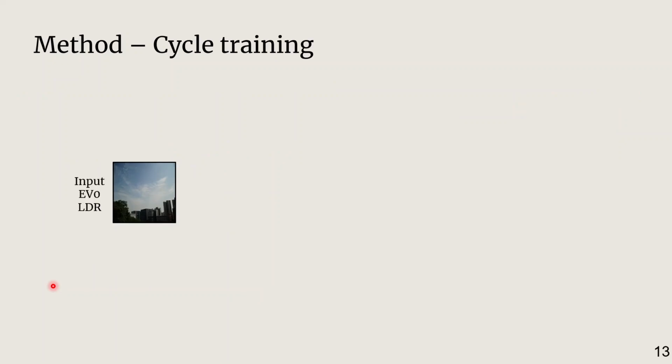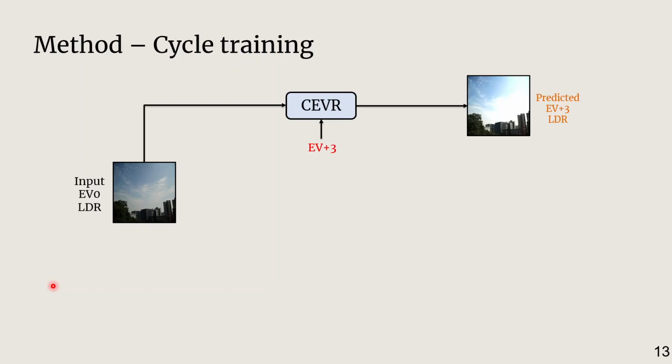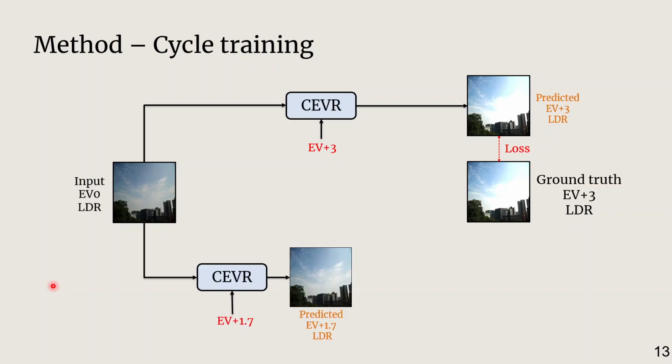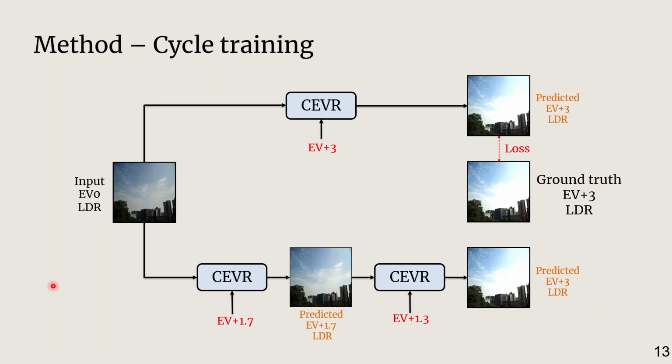To address this challenge, we designed a novel training strategy called cycle training. This strategy involves two branches. One follows the conventional training approach, while the other branch divides the target exposure value into two incremental steps. This divided value is then processed through the CVR model twice, and the sum of these two steps equals the target exposure value.